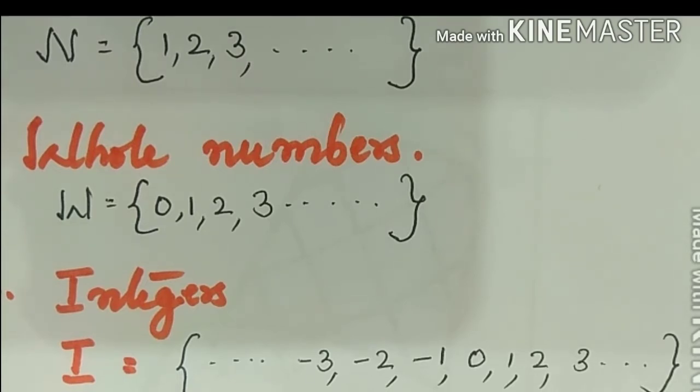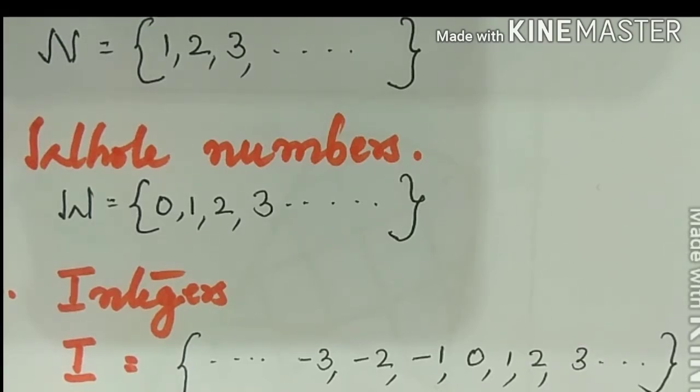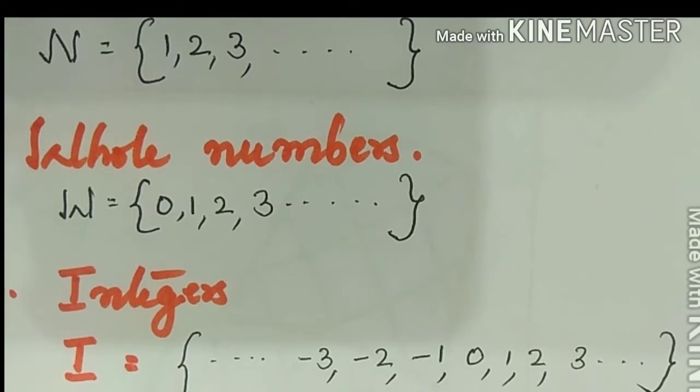So, integers is equal to the set {minus infinity, ..., minus 3, minus 2, minus 1, 0, 1, 2, 3, ..., up to plus infinity}. So it's from minus infinity to plus infinity.